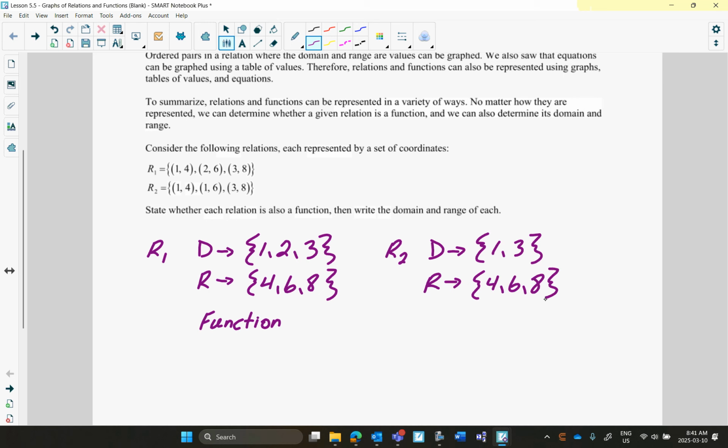And is this one a function? No, because the domain value 1 repeats. So not a function. And if you're asked for an explanation why, just say domain value 1 repeats.